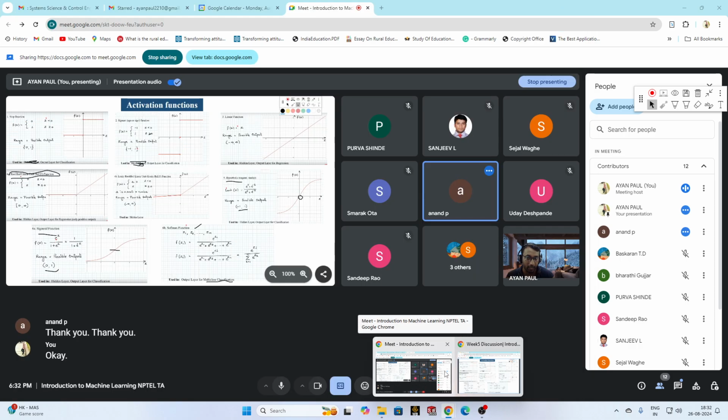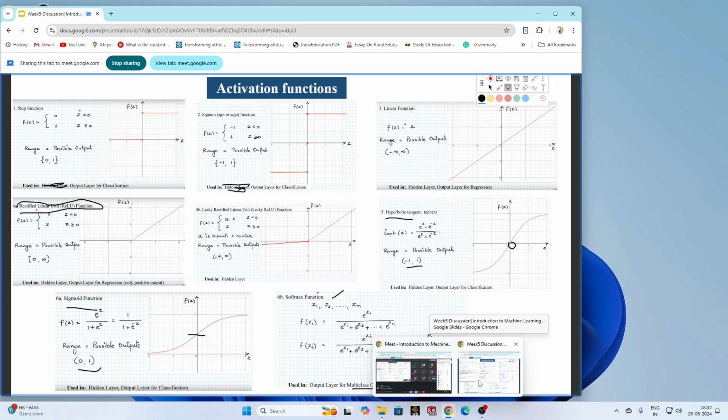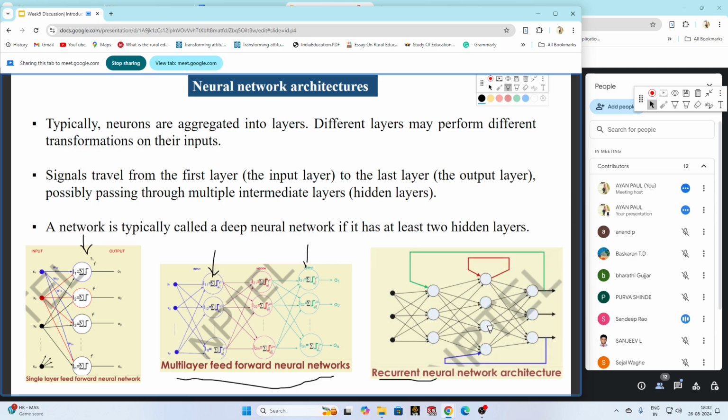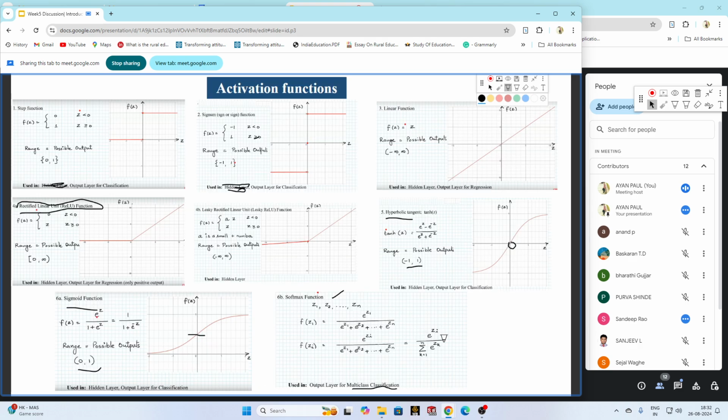Okay, any doubt regarding these two slides? Anyone else? So GLU is also there, right? Yeah, it can be there, I have not included. You can learn about different types of activation function.